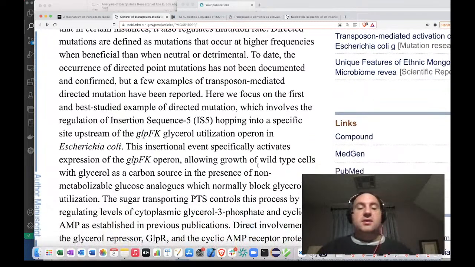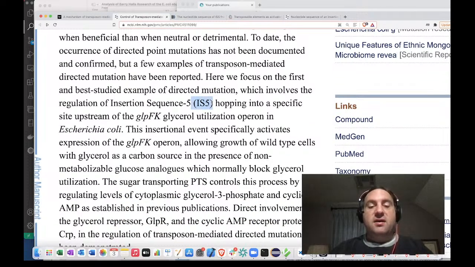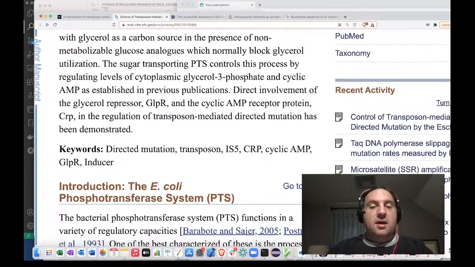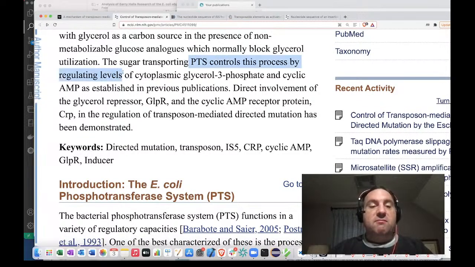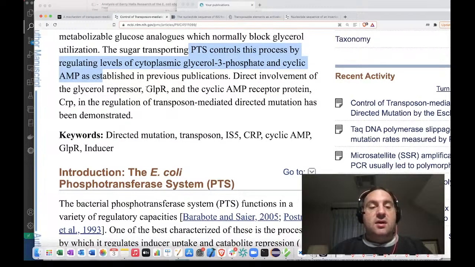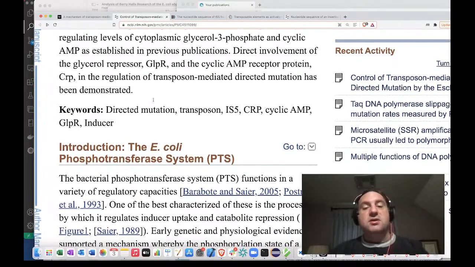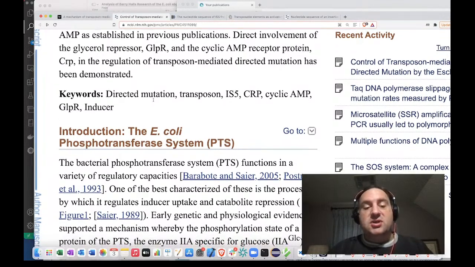Basically, there is an insertion sequence called IS5 that hops into a specific site upstream of this gene in E. coli. It activates the expression, allowing growth of wild-type cells with glycerol as a carbon source in the presence of non-metabolizable glucose analogs, which normally block glycerol utilization. The sugar-transporting PTS controls this process by regulating levels of cytoplasmic glycerol 3-phosphate and cyclic AMP, as established in previous publications. Direct involvement of the glycerol repressor and the cyclic AMP receptor protein in the regulation of transposon-mediated directed mutation has been demonstrated.